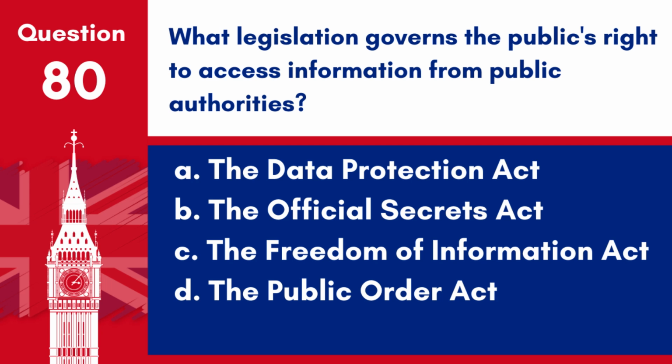Question 80. What legislation governs the public's right to access information from public authorities? A. The Data Protection Act. B. The Official Secrets Act. C. The Freedom of Information Act. D. The Public Order Act. Answer: C. The Freedom of Information Act. The Freedom of Information Act provides the public with a right to access information held by public authorities.